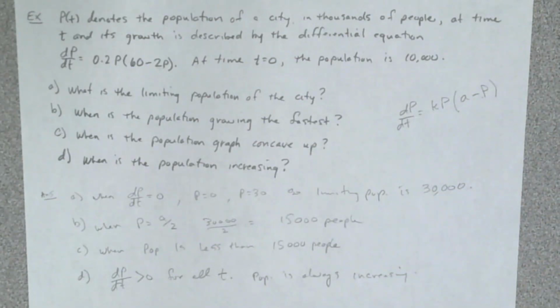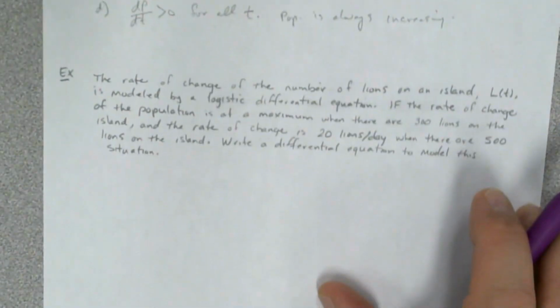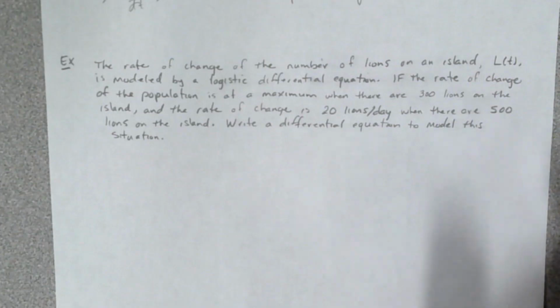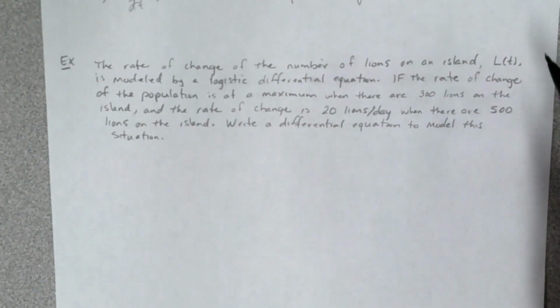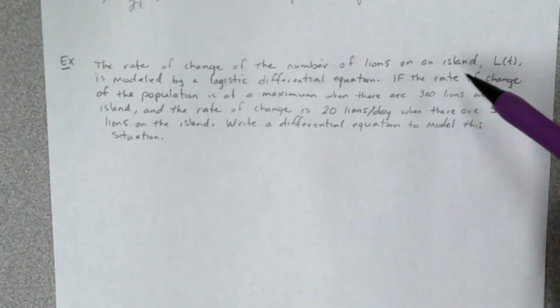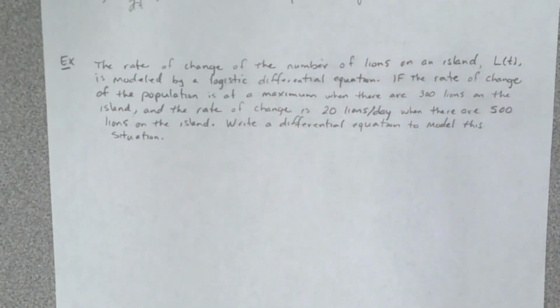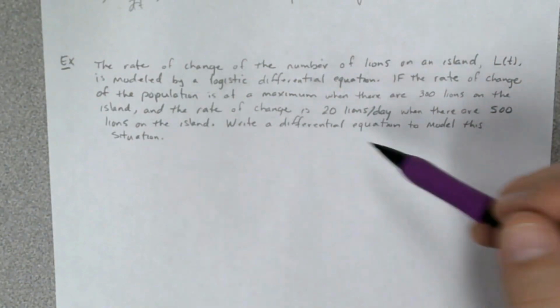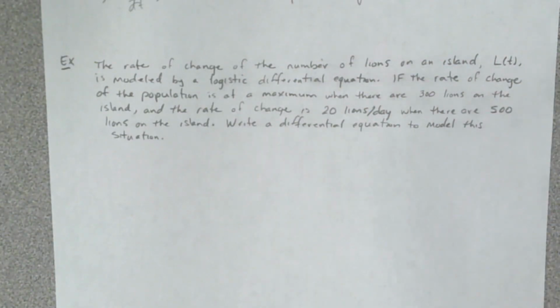Okay, let's look at another example that could be asked of you. The rate of change of the number of lions on an island, L of t, is modeled by a logistic differential equation. If the rate of change of the population is at a maximum when there are 300 lions on the island, and the rate of change is 20 lions per day when there are 500 lions on the island, write a differential equation to model this situation.